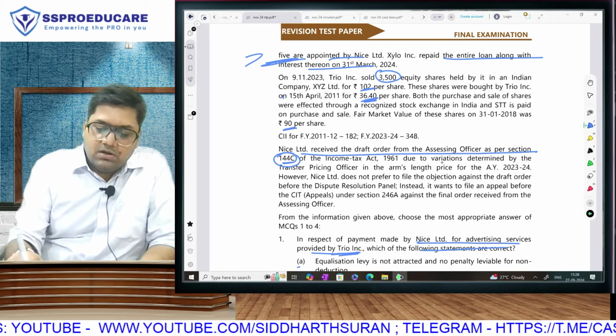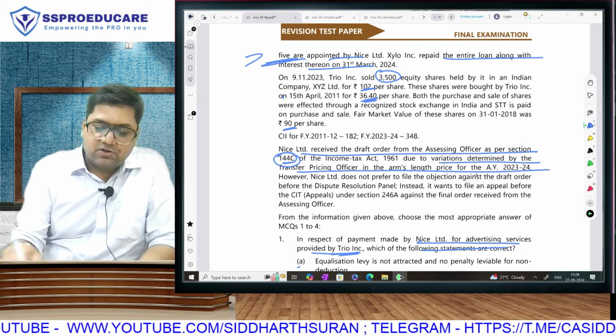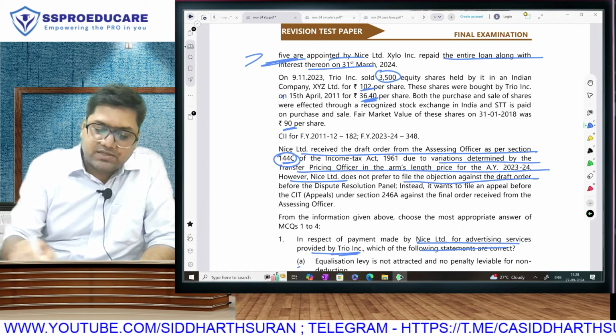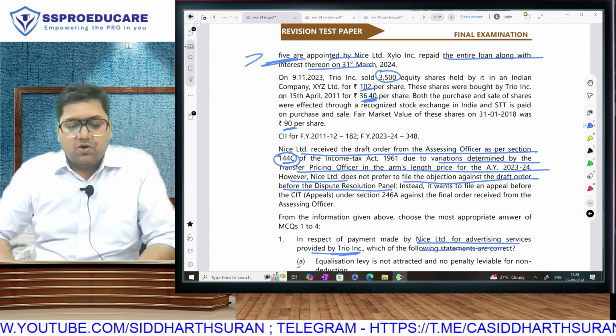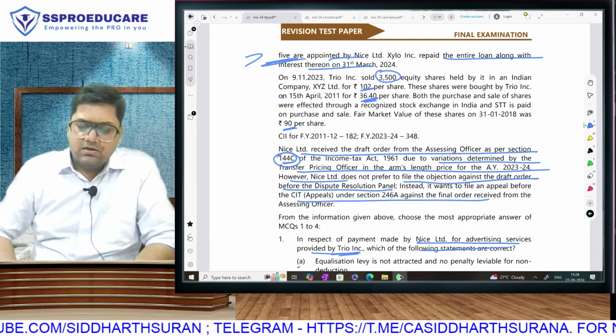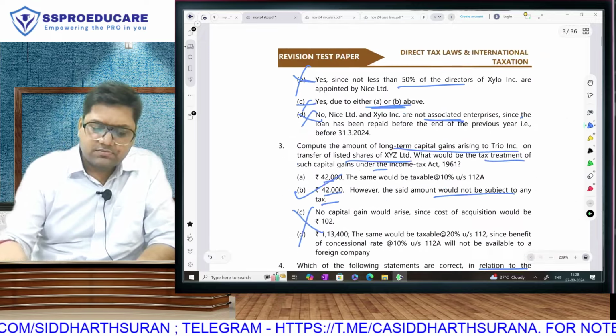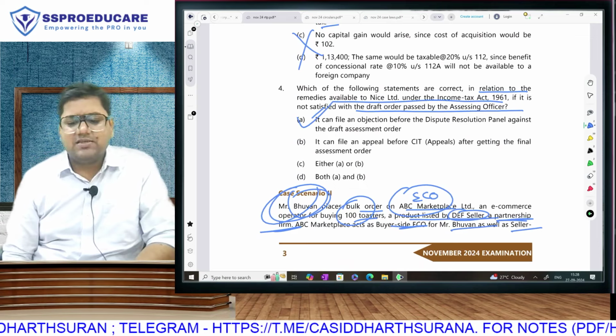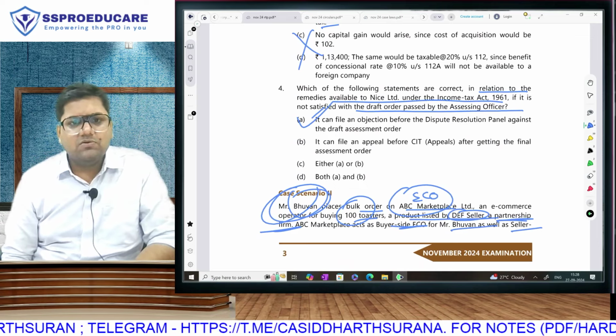So, due to variations determined by the transfer pricing officer for assessment year 23-24, NICE Limited did not prefer to file objection against the draft order before the DRP. Instead, it wants to file an appeal. Is that possible? What are they asking? It can file. Is that facility available against the draft order? Can you go? Yes, you are allowed to go.